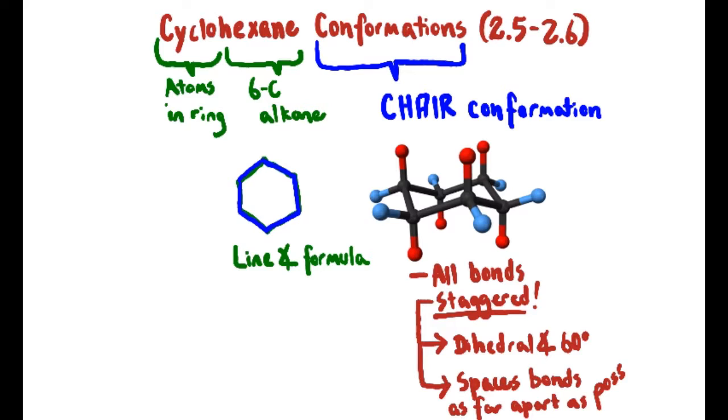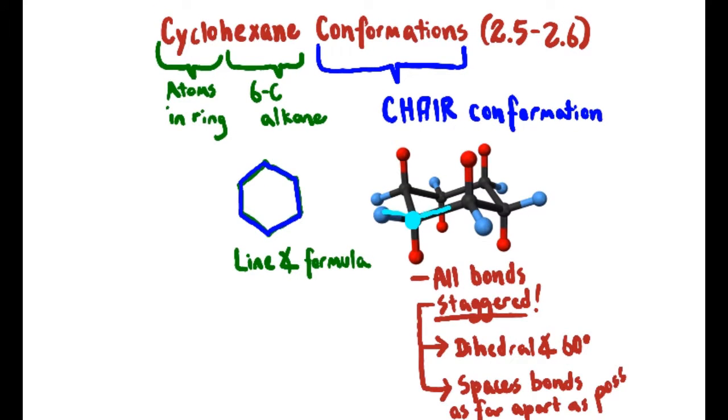So we can illustrate the staggering that's occurred here. If we take a look, for example, at this carbon right here, and we look at the bonds that are directly connected to it, coming up to here, and down to there. If I can just get my pen to highlight all three at once, I'd be in good shape. There we go.